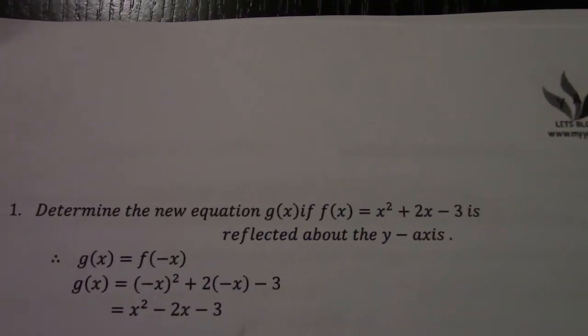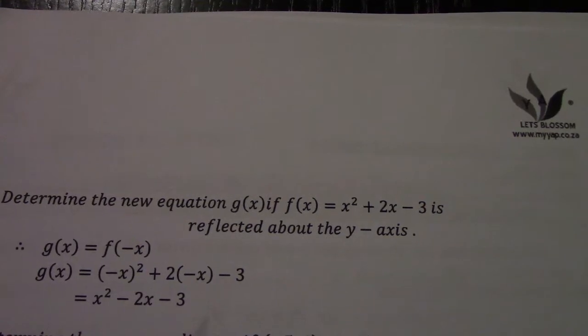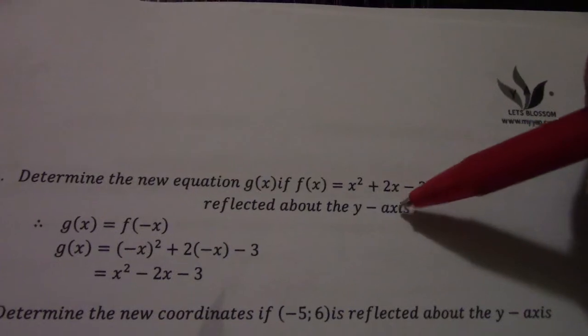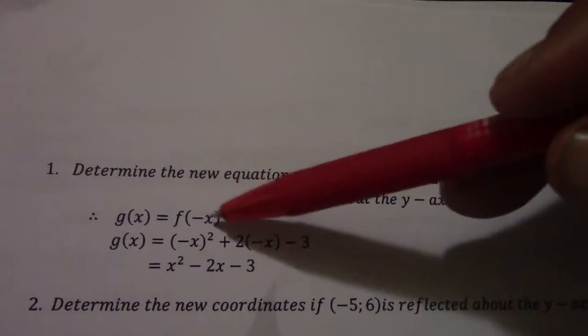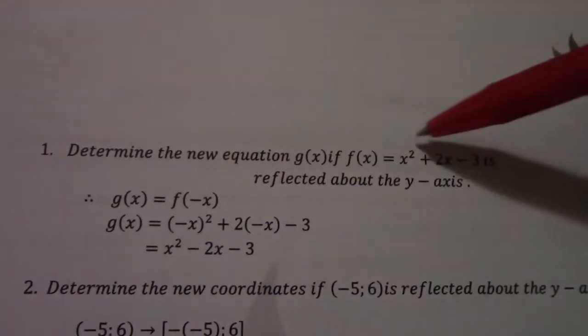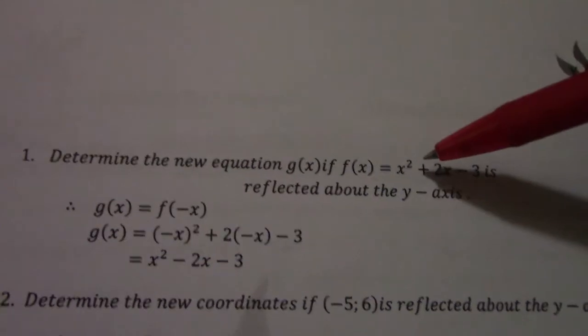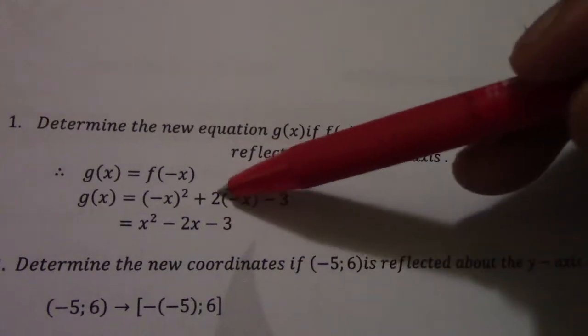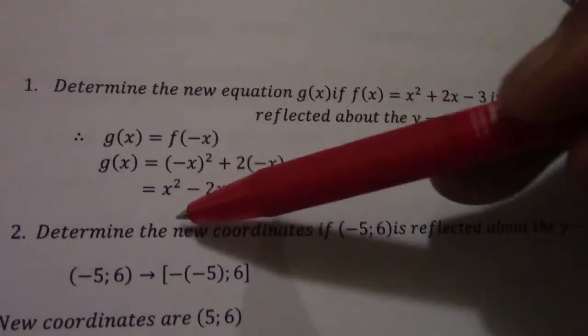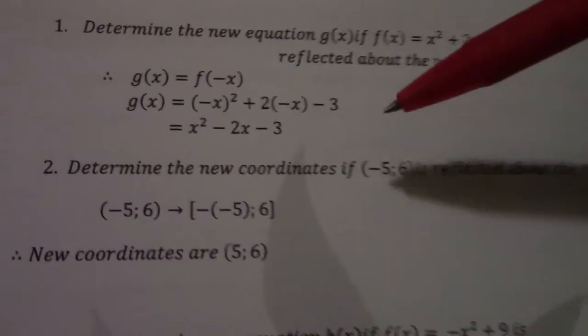Right? Now, let's look at it in a real situation as you would be given in an exam. You can say: determine a new equation g of x if f of x equals x squared plus 2x minus 3. It's reflected about the y-axis. So when I reflect about the y-axis, my x value must become negative. So I can say g of x will then equal f of negative x. Instead of x, it becomes negative x. So wherever I see an x, I'm going to put in negative x. So negative x squared plus 2 times negative x minus 3 equals x squared minus 2x minus 3.